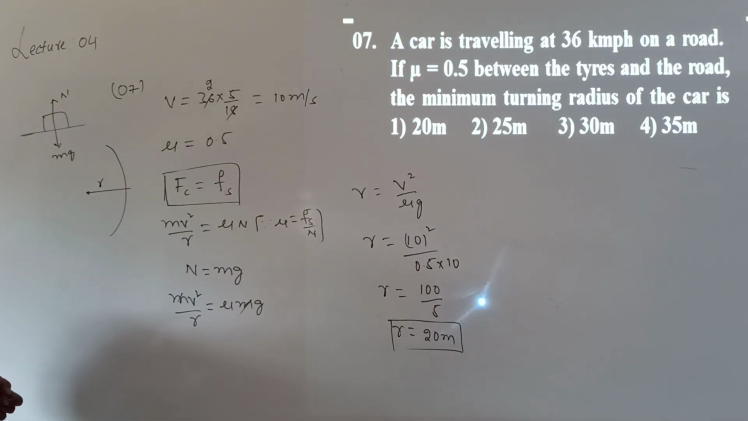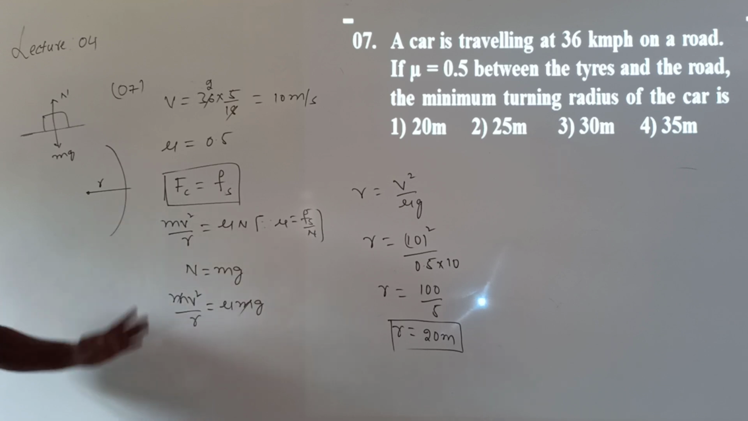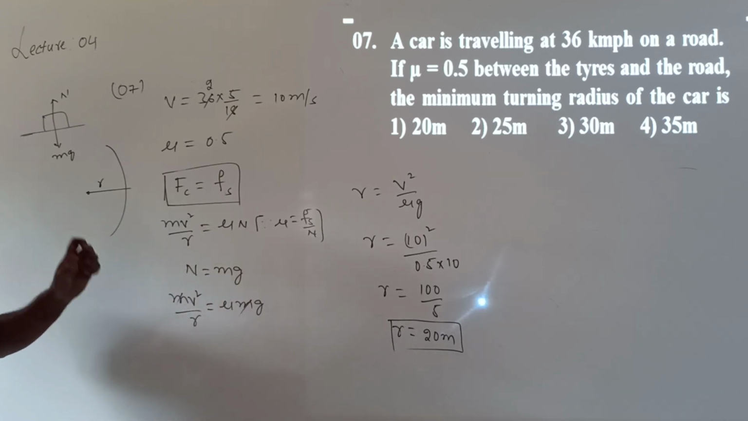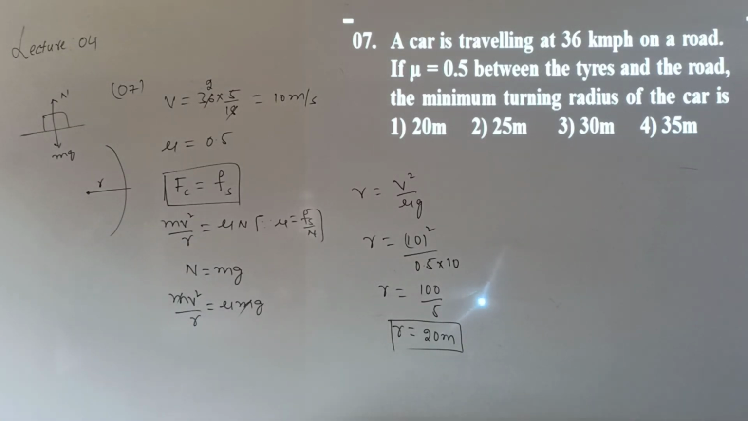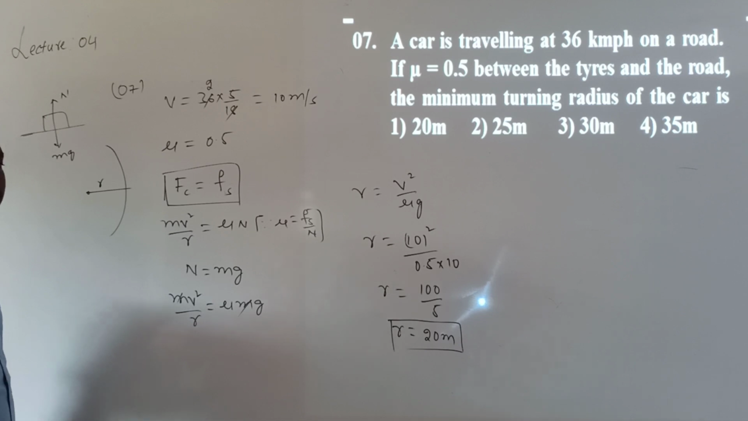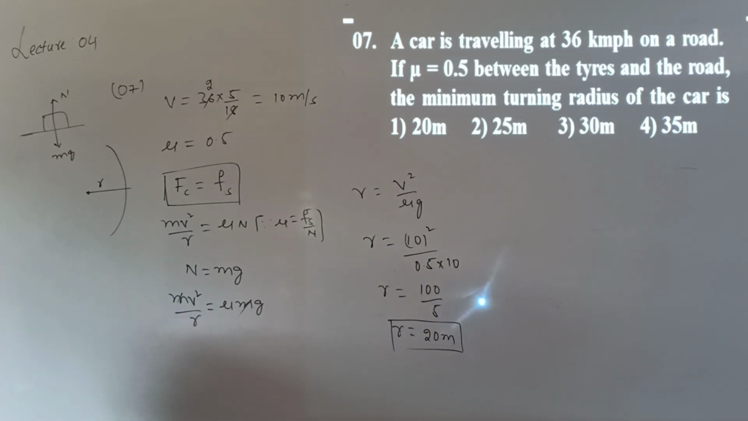Okay? The centripetal force, we discussed some examples. This is also one example. For taking a turn, the necessary centripetal force is provided by the frictional force between which? Between the car tires and the road. Question understood now? Next.